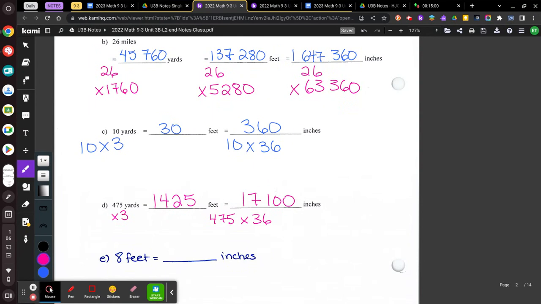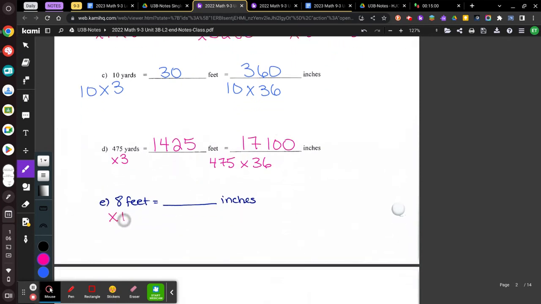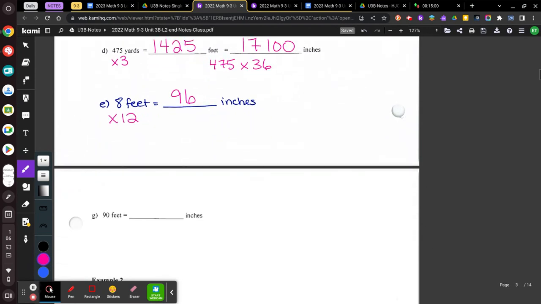The next one asks us about feet to inches. So now I go back to my chart and I find feet and inch and I get to the number 12. So now I'm going to say 8 times 12 is going to give me 96. This might be on the top of the next page if it's not on the bottom of your page. It depends on which one you've got.